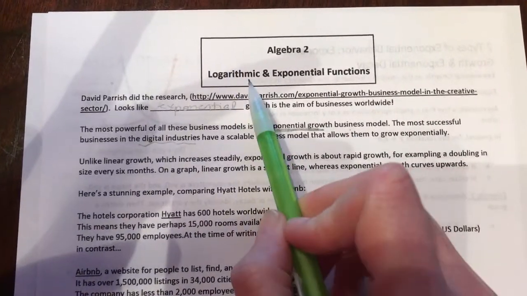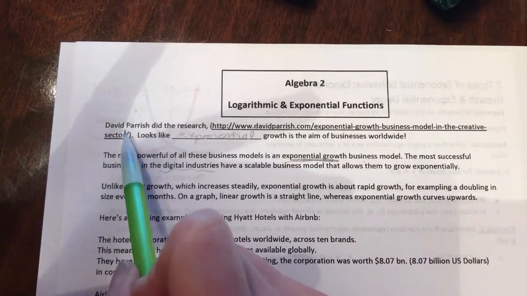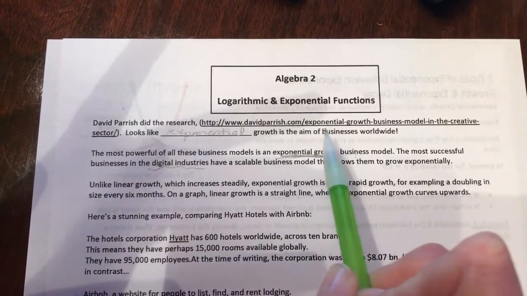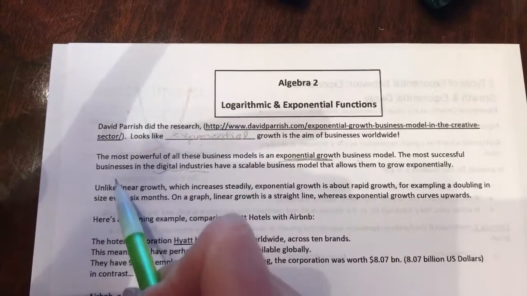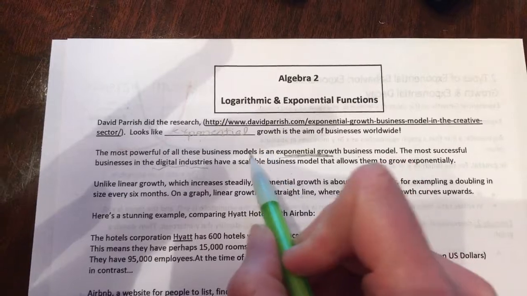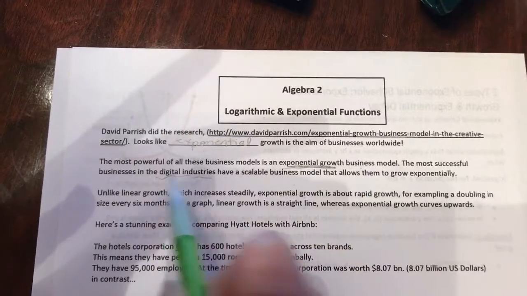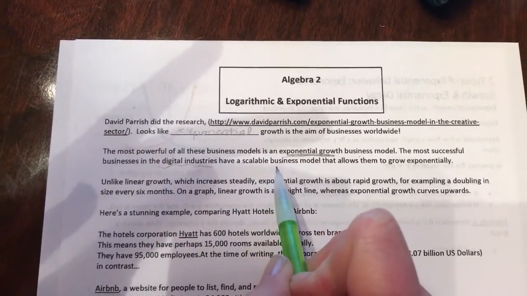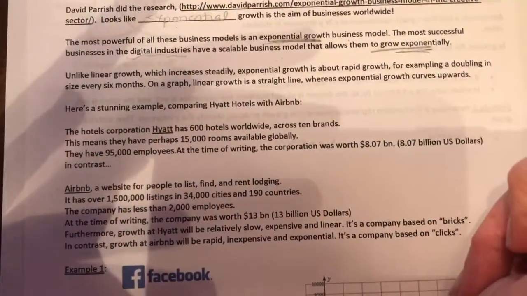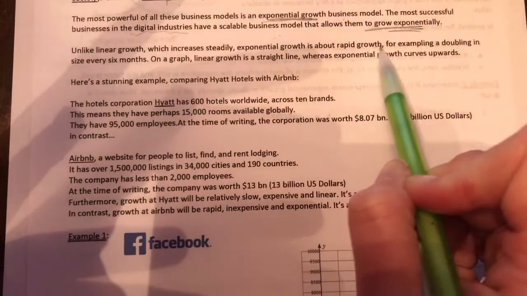So our lesson today is on logarithmic and exponential functions. And we'll take a look at an article excerpt from David Parrish and some of his research. It looks like exponential growth is the aim of businesses worldwide. So the most powerful of all of these business models referenced earlier in the article is an exponential growth business model. The most successful businesses in the digital industries have a scalable business model that allows them to grow exponentially. Unlike linear growth, which increases steadily, exponential growth is about rapid growth.